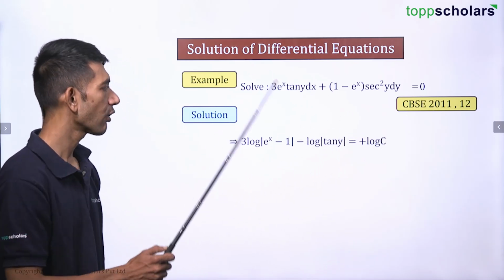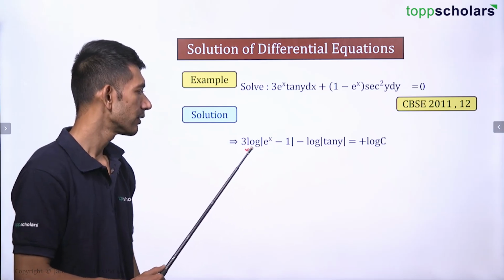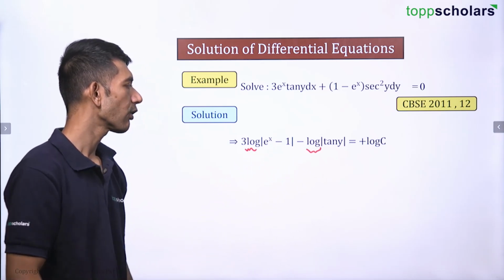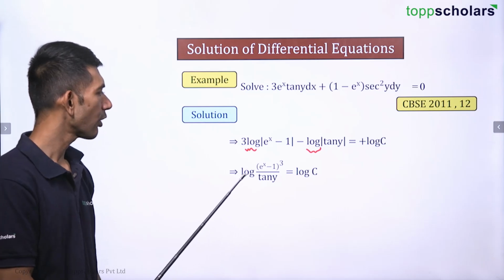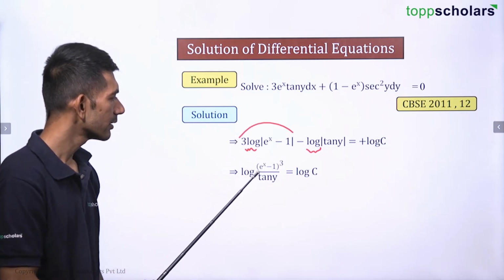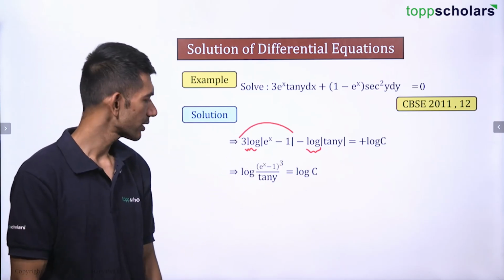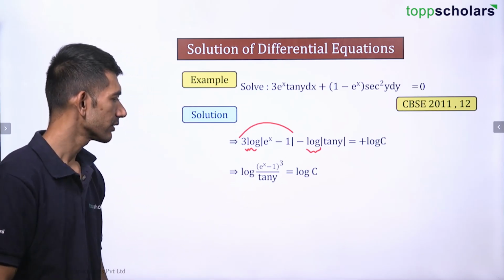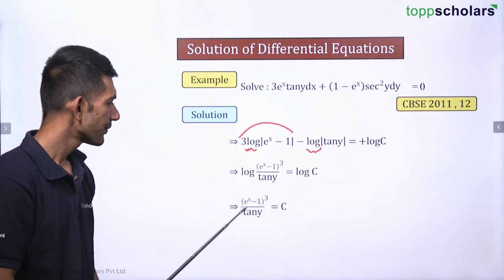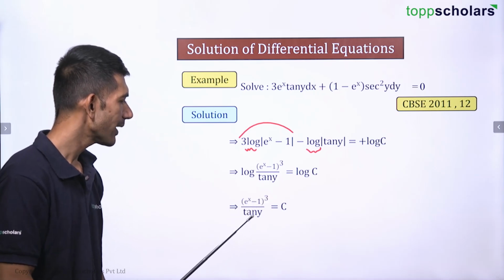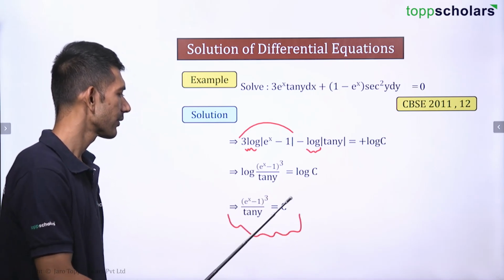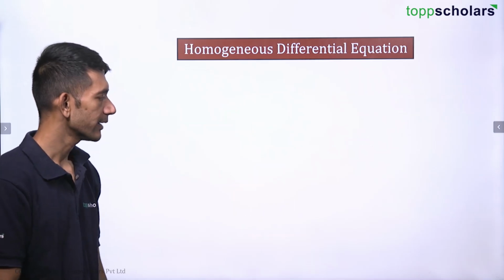That can be further solved, right? If I shift log of tan y to the left hand side, we know that log a minus log b is log of a by b. So this becomes log of e raised to x minus 1 the whole raised to 3, by tan y, is equal to log c. So definitely here I can say that e raised to x minus 1 the whole cube by tan y is equal to c, right? This is what we get.